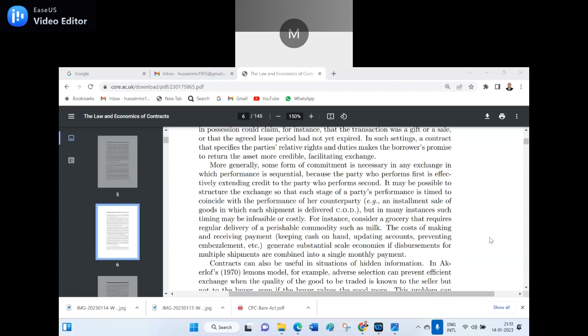So now the cost of making and receiving the payment, keeping cash on hand, updating the accounts, preventing embezzlement, generate substantial scale economies when disbursements for multiple shipments are combined into a single monthly payment. So the example given here is about whatever transaction you do in an economically efficient way, including selling fresh milk. Every day the fresh milk comes. If it is not sold, of course you can keep that in the fridge, but it can work only for 1 day, 2 days. After 3 or 4 days, that becomes split milk, and it cannot be prepared for chai maziwa, the tea. So they will take back.